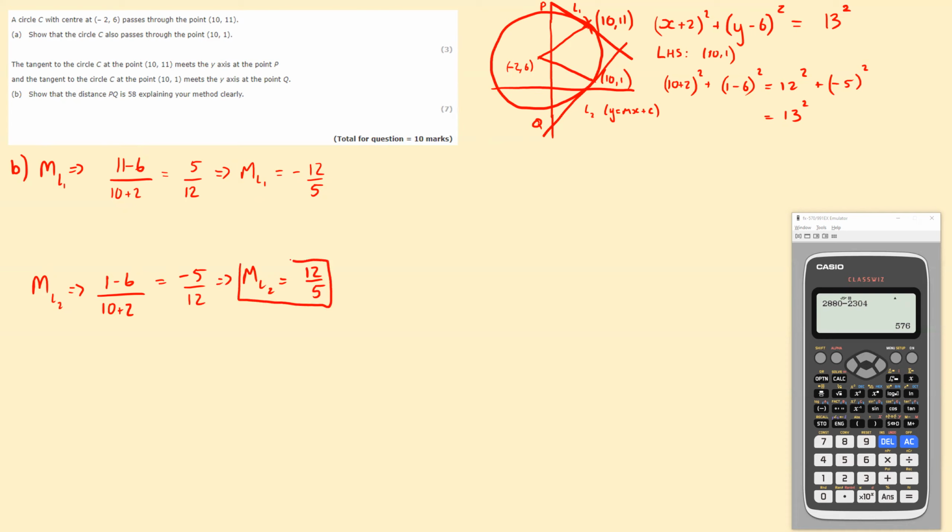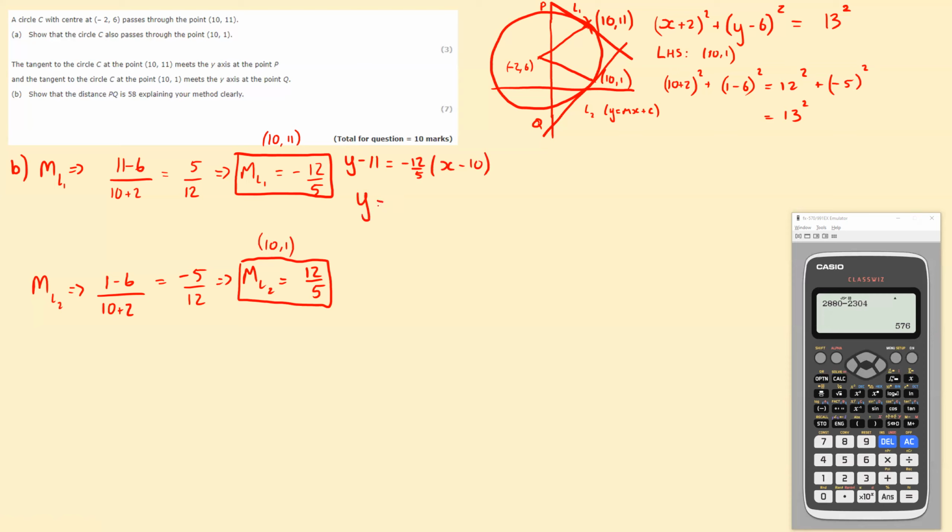And we're just going to use y minus y1 equals m times x minus x1 just to work out the actual equations of these lines. So remember, this one goes through the point 10, 11. And this one goes through the point 10, 1. It's very important that you've got a gradient and a point to do this. So y minus 11 is equal to minus 12 over 5 times x minus 10. And I just need to work that out.